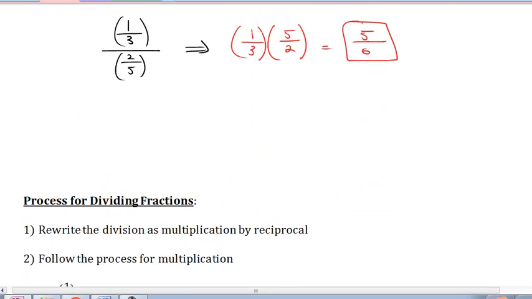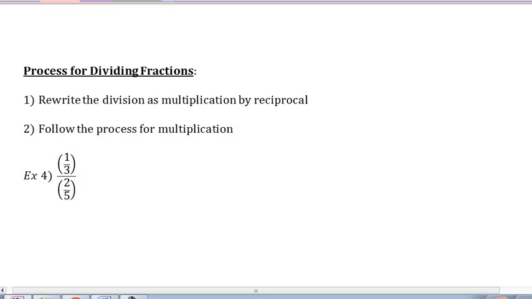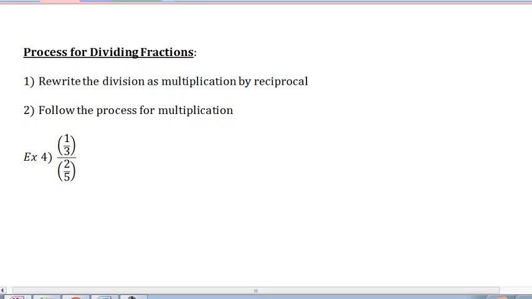So what's our process then for dividing fractions? Rewrite the division as multiplication by reciprocal, and then follow the process for multiplication. So it's really just one skill. We just have to make a quick change first.